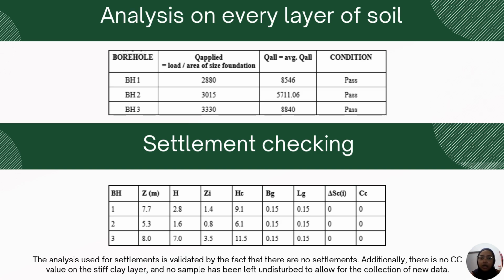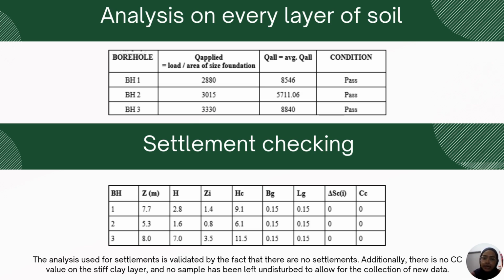So we got 8546 for borehole 1, borehole 2 5711.06, borehole 3 8840, which means all the conditions of our borehole calculation are passed. Lastly is settlement checking, which is from borehole 1, borehole 2 and borehole 3. Our Z is the lowest is 5.3 and the highest is 8.0.